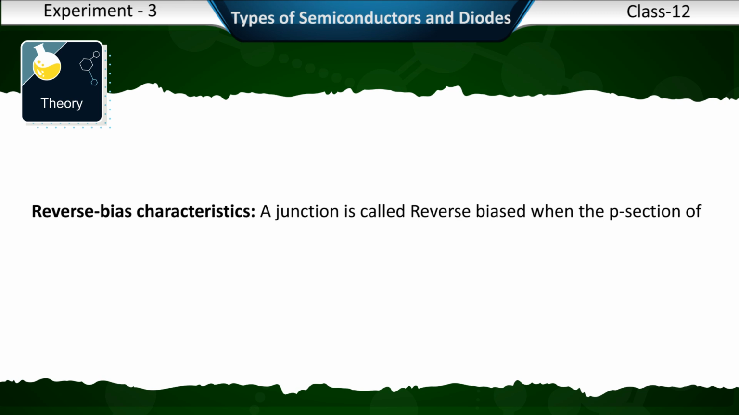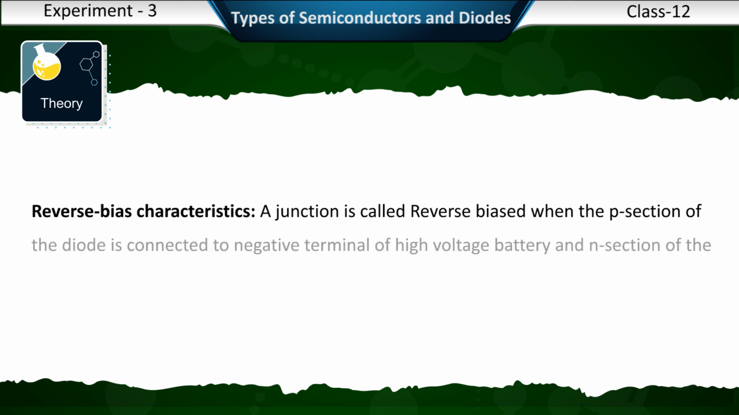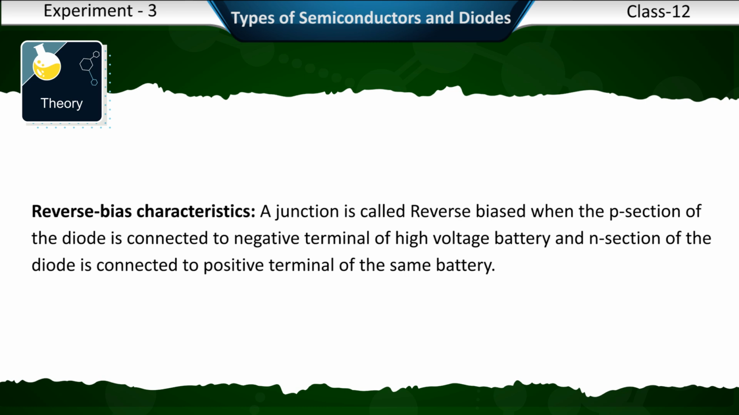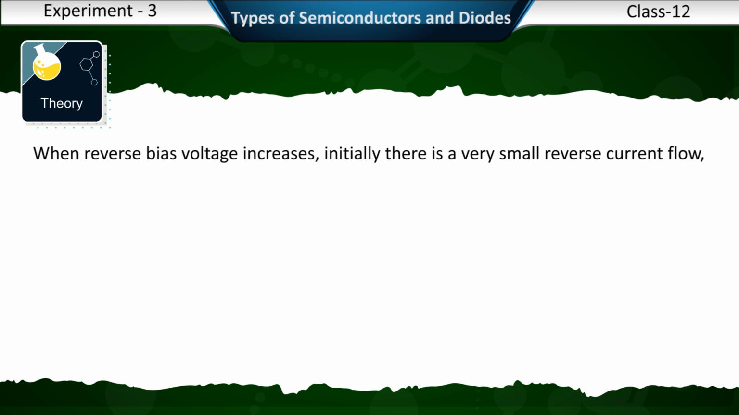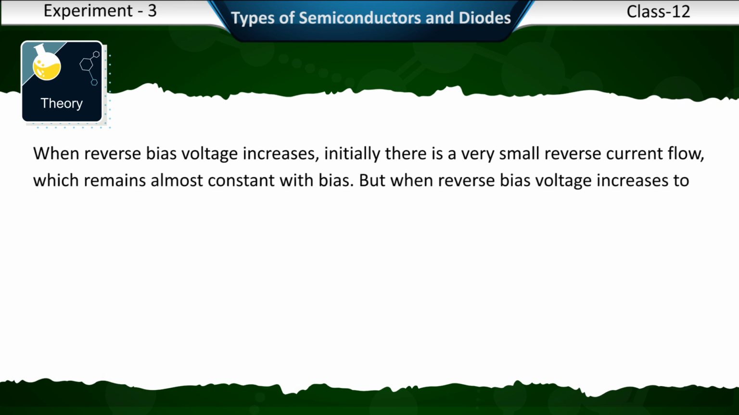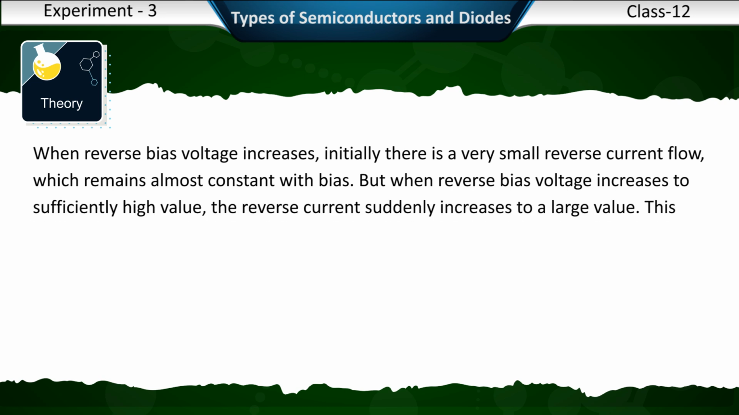Reverse bias characteristics. A junction is called reverse biased when the P section of the diode is connected to the negative terminal of a high voltage battery and the N section of the diode is connected to the positive terminal of the same battery. When reverse bias voltage increases, initially there is a very small reverse current, which remains almost constant with bias. But when reverse bias voltage increases to a sufficiently high value, the reverse current suddenly increases to a large value.